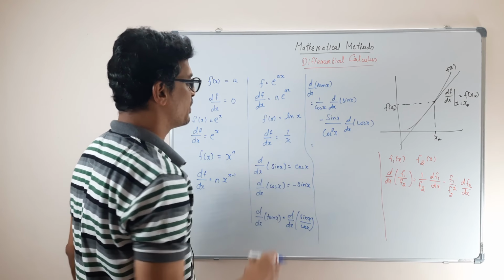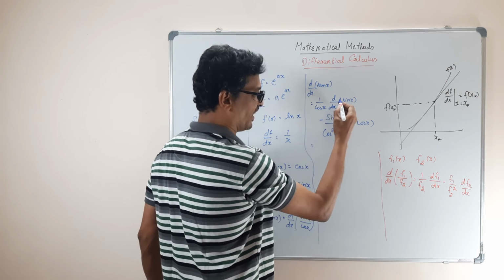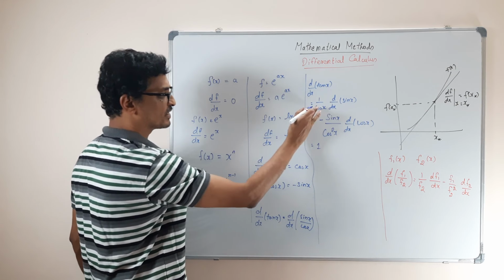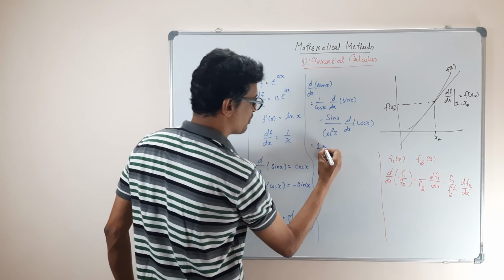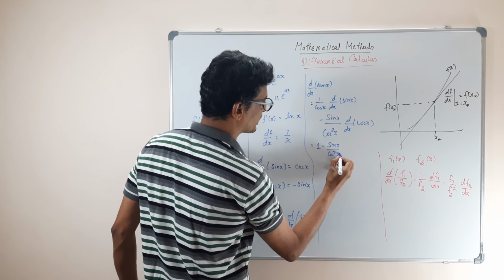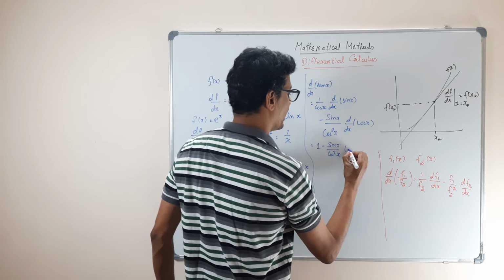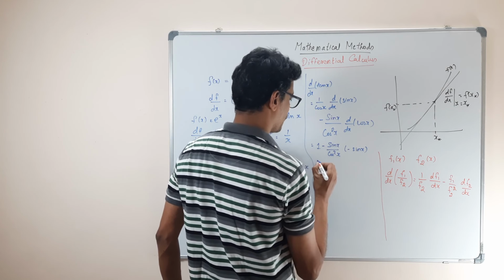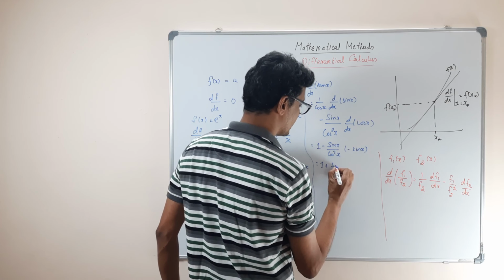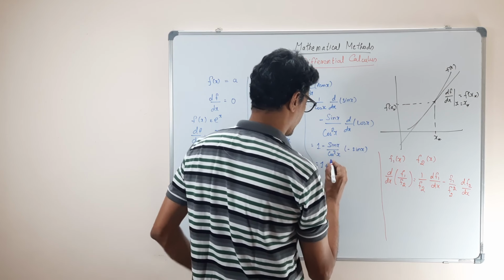So what is d by dx of sin x? Tell me. Cos x. So this is going to become 1, right? Cos x cancels, becomes 1. Minus sin x by cos square x into d by dx of cos x, which is minus sin x. Correct. So that will be 1 plus tan square x.